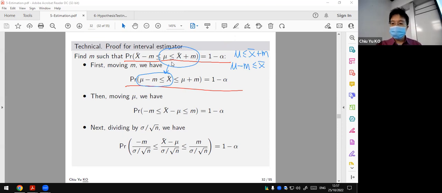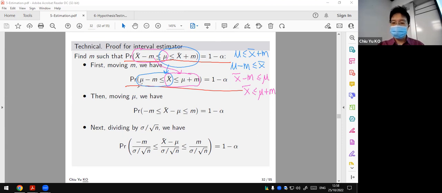The other way, look at this one: x bar minus m is less than mu, and I add m on both sides. So x bar is less than mu plus m. That's why you go to this one. Is that clear how I change from the first to the second one? Is that clear?